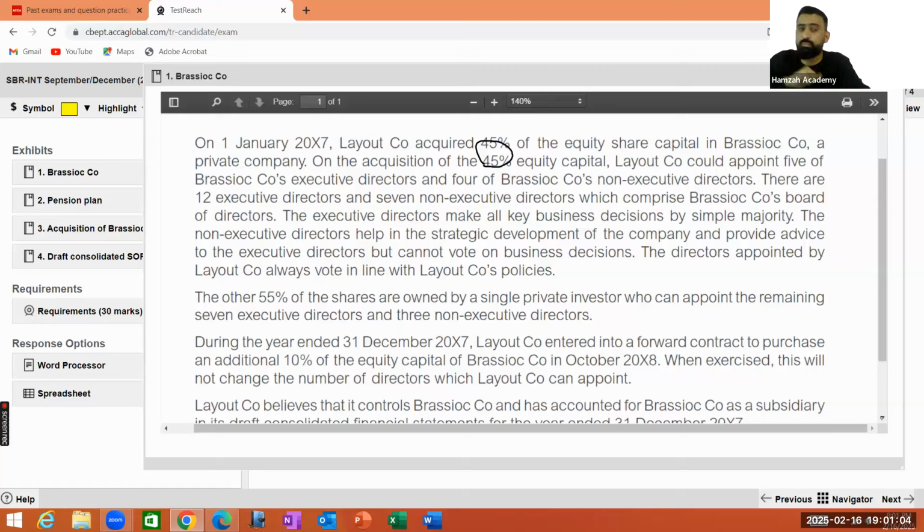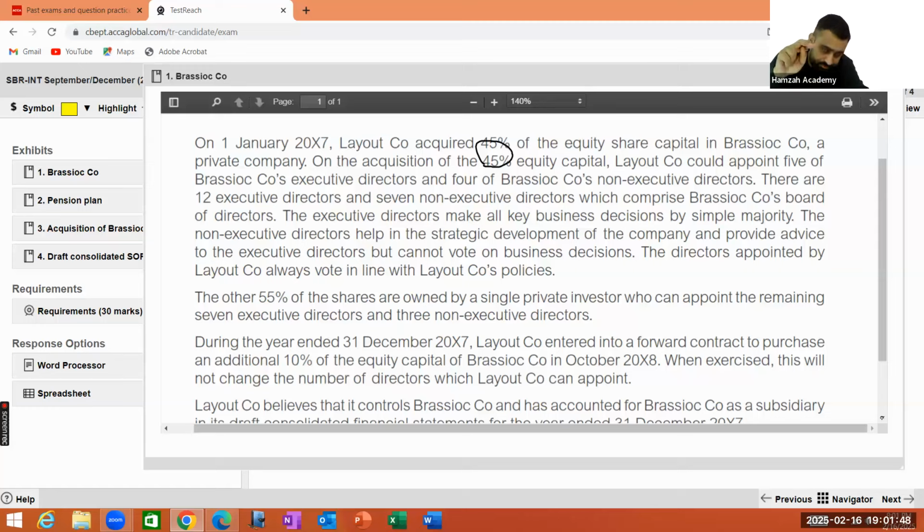And further, one more thing. You have the right to appoint 5 executive directors out of a total of 12 executive directors. And the decision making is done by the executive directors. It doesn't matter how many non-executive directors you have in that company, because non-executive directors do not take the decisions. They do not have the power to take decisions. Their role is just supervisory. They have nothing to do with the decision making. The executive directors take the decisions.